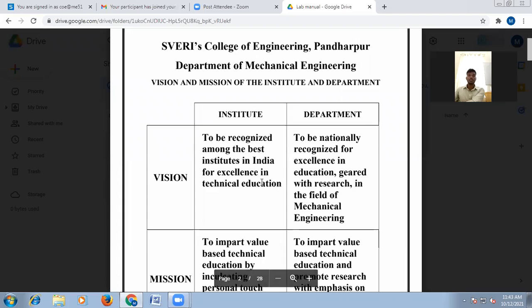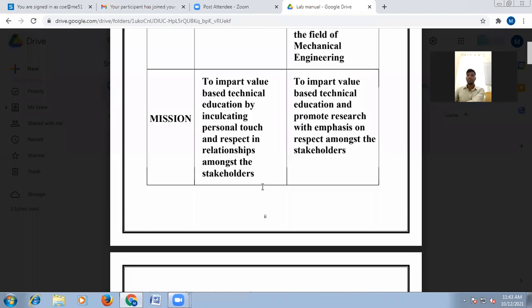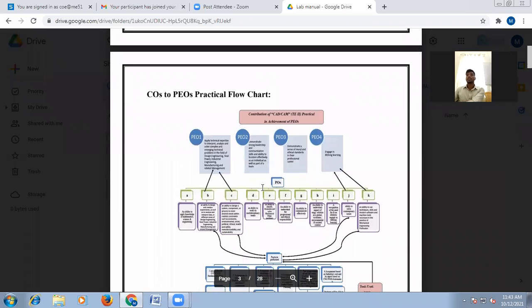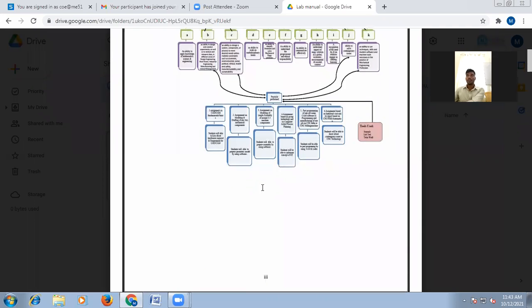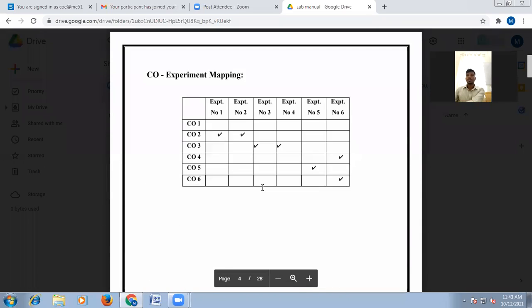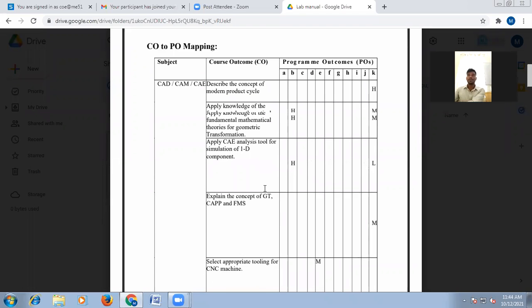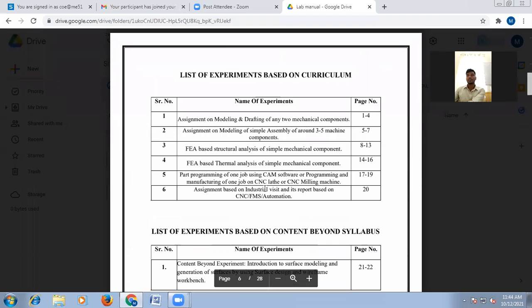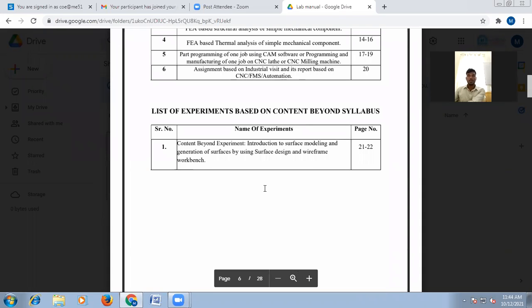This is our vision and mission, department wise and institute wise. Then next, COs, how to implement our course outcomes to our POs as practical knowledge. Then mapping, how we are going to implement these different POs with COs. Then our list of experiments, and content beyond syllabus experiment, as we will take one content beyond syllabus experiment.